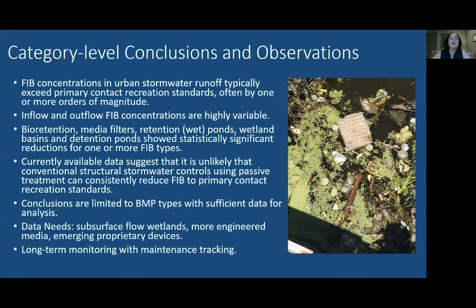So in terms of our category level conclusions and observations based on the BMP database, there are a lot of words here and I'm just going to skip through these, but basically bacteria in urban runoff is really high. Bacteria in inflow and outflow from BMPs is highly variable. The winners that we have in terms of potential to reduce bacteria are the pond type practices, bioretention, and media filters. Currently available data suggests that we're unlikely to consistently get down to stream standards using passive treatment practices.